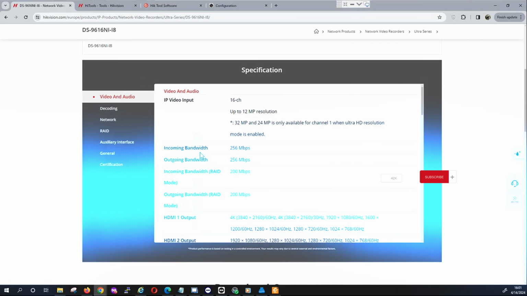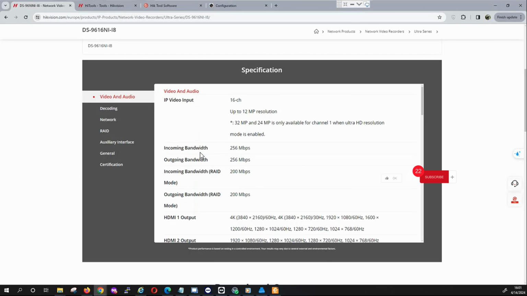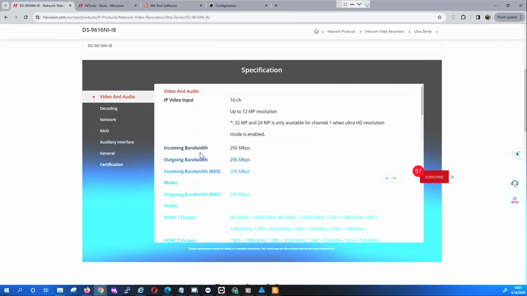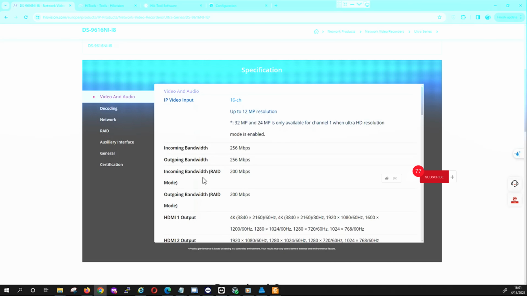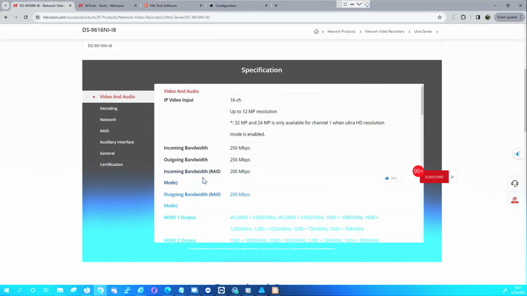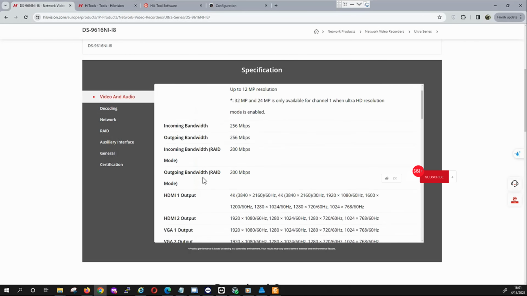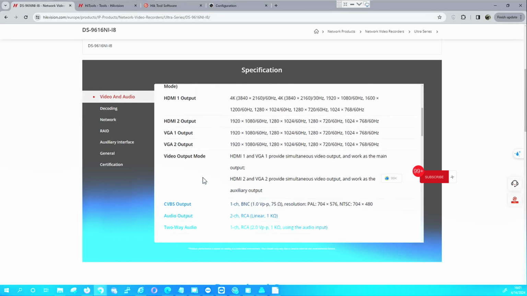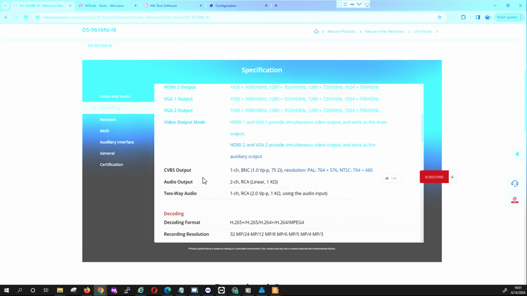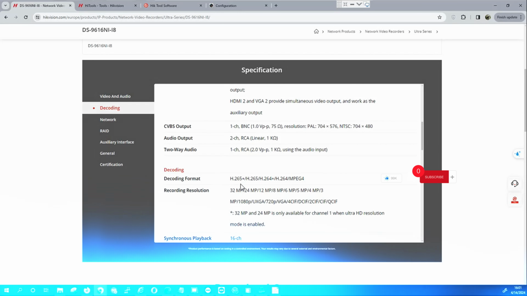Video compression. The video compression format also plays a crucial role. Choosing H.265 plus will reduce bandwidth consumption but increase CPU usage. Conversely, H.264 will consume more bandwidth but lower CPU load.